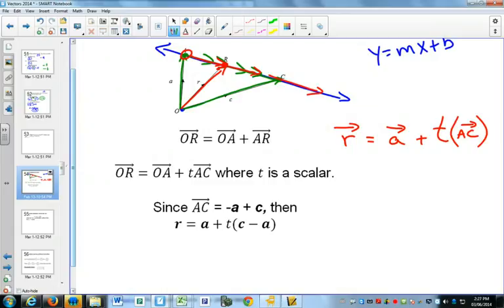If I wanted to go further, if I wanted to get to this point, which is twice as far, then T would be 2. If I wanted to go backwards to find another point on that line, then T would be negative. And so this is the idea of a vector equation of a line. And we'll do some more examples and it'll help us see it even more.